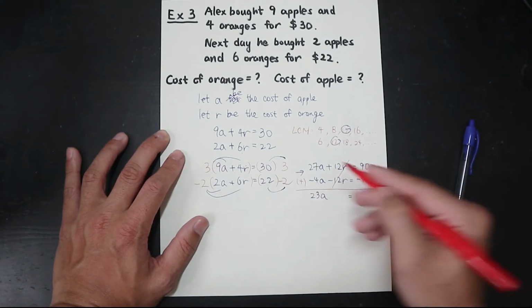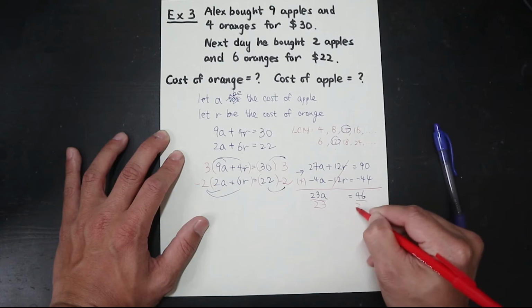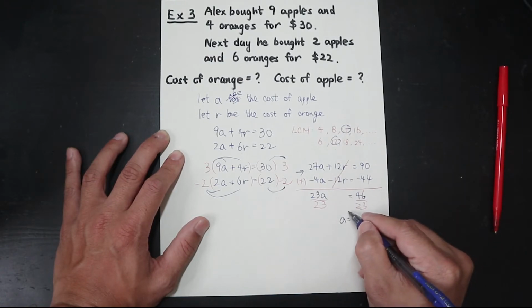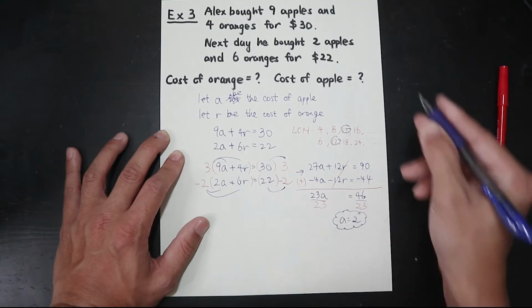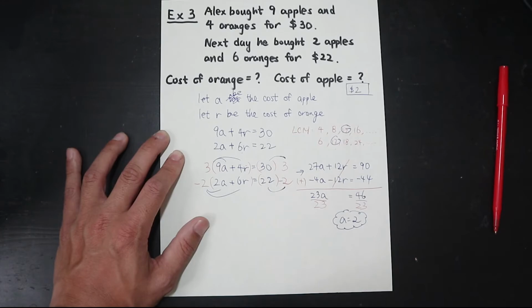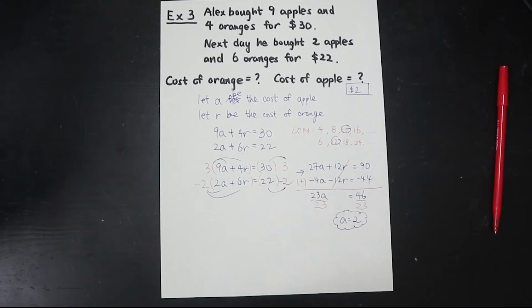But if you divide both sides by 23, let's come back to this problem. You see that 46 divided by 23 is exactly 2. So the cost of an apple is $2. So I found one of the answers right there. Well, how do you find the cost of an orange?